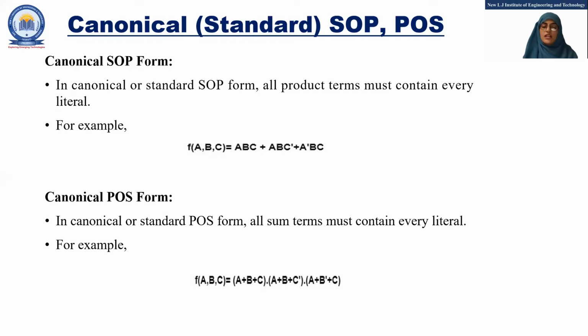Next is canonical POS form. In canonical or standard POS form, all sum terms must contain every literal, which means if a function takes inputs A, B, and C, every term must contain the literal itself or its complement.